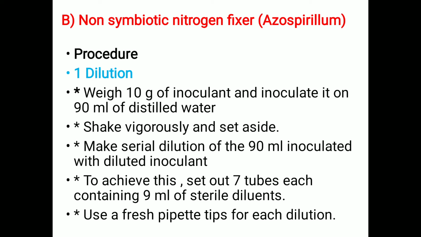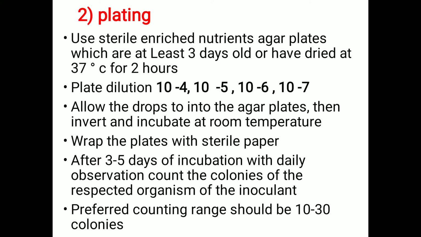We have to wet 10 gram of inoculants and inoculate it into 90 ml of distilled water. After that, we shake and keep it aside for some minutes. Make a serial dilution of the 90 ml inoculated with the diluted inoculants. To achieve this, set out 7 tubes, each containing 9 ml of sterile diluent. Use fresh pipette tips for each dilution. In that way, we do the dilution.